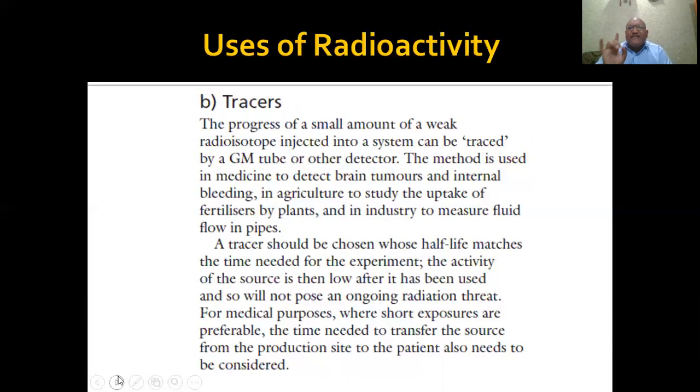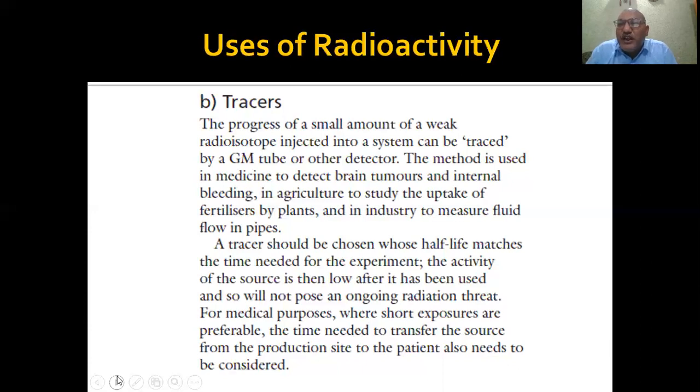So, once again, one very important thing when you use tracers on a patient: the half-life of the radioactive isotope which you are using should not be very, very small, and it should not be very long. Because the patient has eaten or you have injected the radioactive isotopes, when the radioactive material is inside the body, that material is giving out radiation. So we don't want that patient to be radioactive for a very long time.